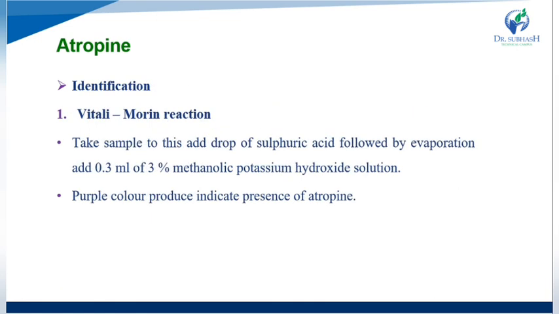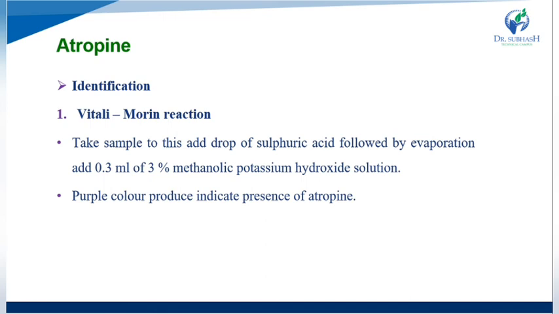Okay, now we see the identification tests of atropine. The first identification test is the Vitali-Morin reaction. In this reaction, take the sample, add a drop of sulfuric acid followed by evaporation, and add 0.3 ml of 3% methanolic potassium hydroxide solution. It generates a purple color, which indicates that atropine is present.